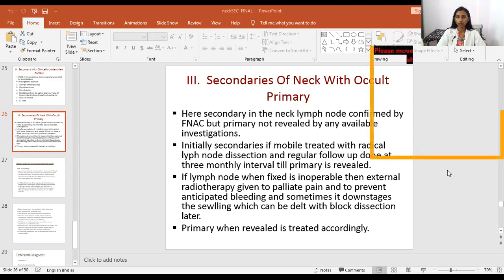If the lymph node is fixed and inoperable, then external radiotherapy is given to palliate pain and to prevent anticipated bleeding, and sometimes it downstages the swelling, which can be dealt with by block dissection later. The primary, when revealed, is treated accordingly.